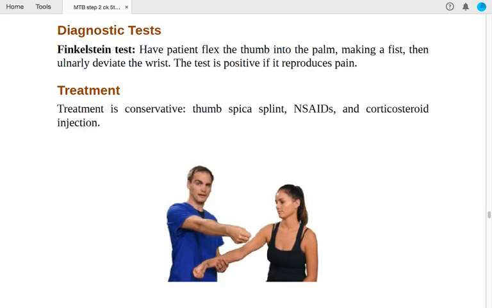If the test is positive, if it reproduces pain, so if there is pain on deviating the wrist to the ulnar side, then this is a positive test. Now for the treatment options, treatment is conservative. You will go for thumb spica splint casting. You will go for NSAIDs, and corticosteroid injection if the patient's symptoms are not improved by taking NSAIDs and applying the thumb spica splint.